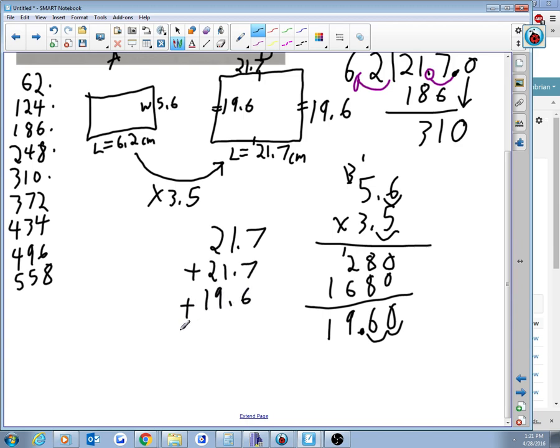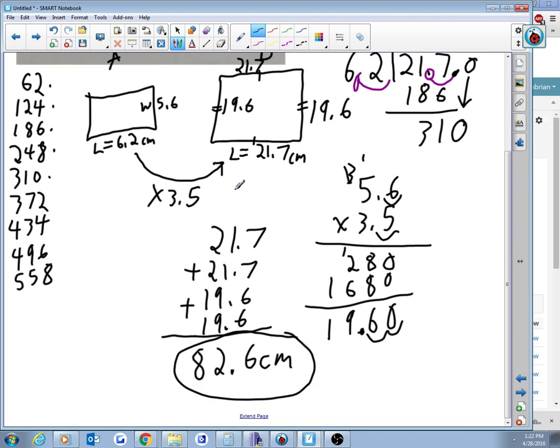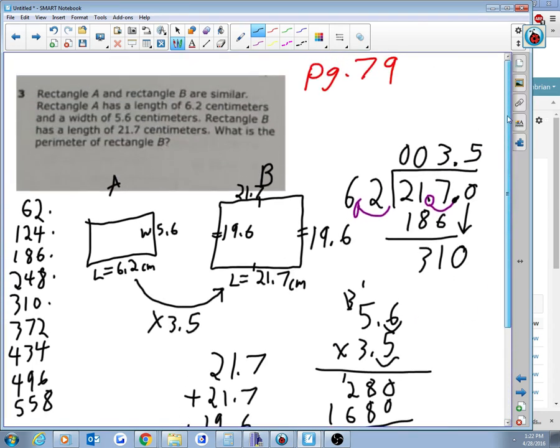19.6 plus 19.6, or if you wanted to, you could do 21.7 times 2 plus 19.6 times 2, and that's going to give me the grand total of 82.6 as my perimeter, and that's in centimeters. So my perimeter all the way around is 82.6 centimeters for rectangle B.